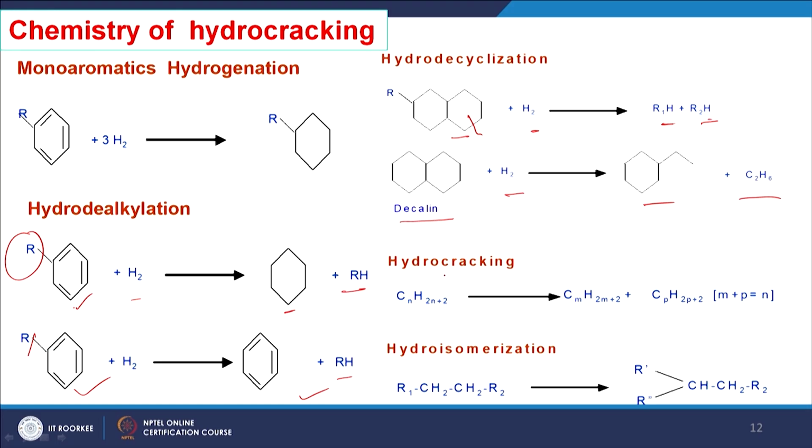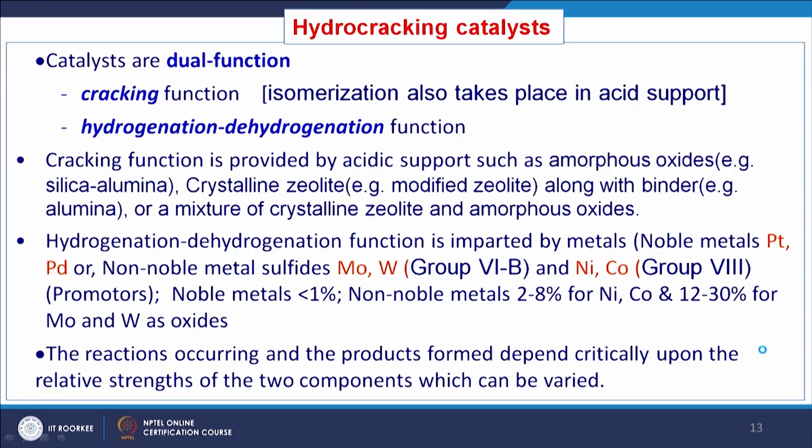And then hydrocracking can take place. So, this is the cracking of bigger molecules. So, it is converted to smaller ones. Hydroisomerization, some isomerization can also take place. So, this is one hydrocarbon, this can be converted to this one, an isomeric form of it. So, different types of reactions can take place during the hydrocracking process or in the hydrocrackers.